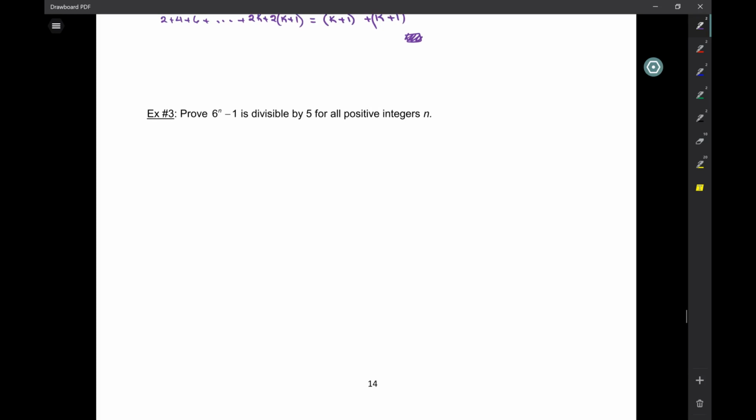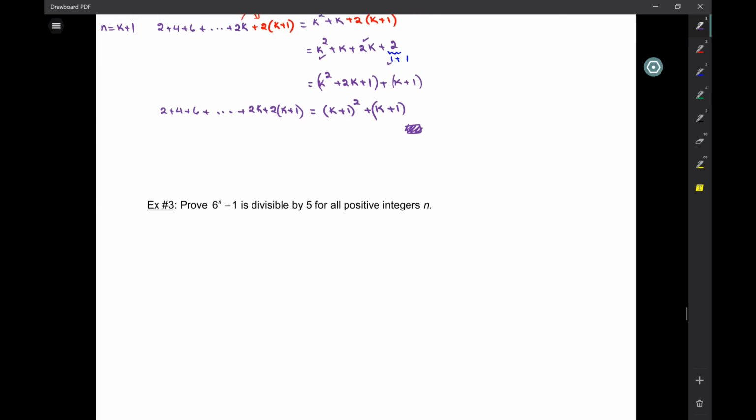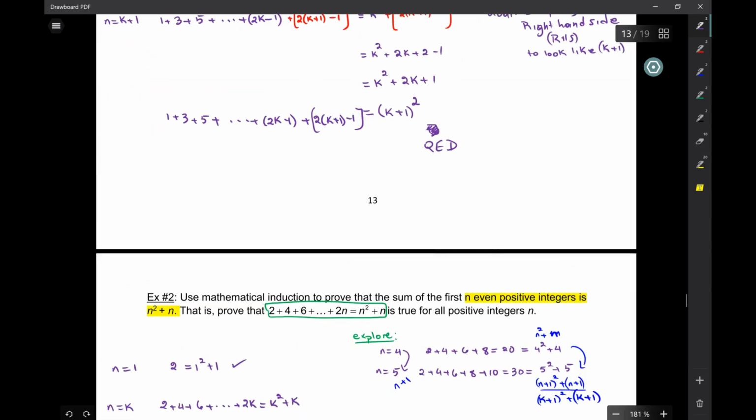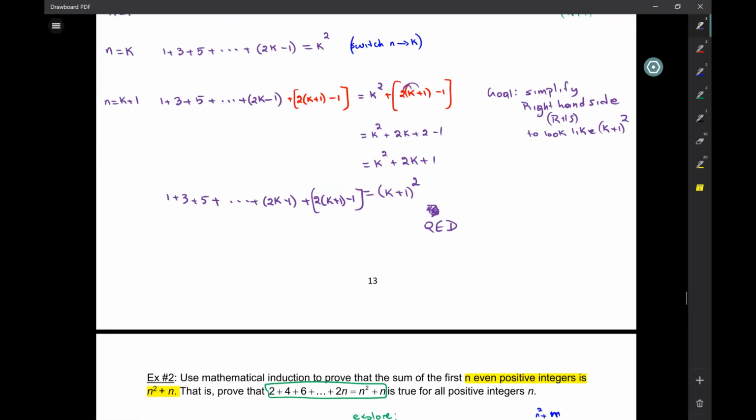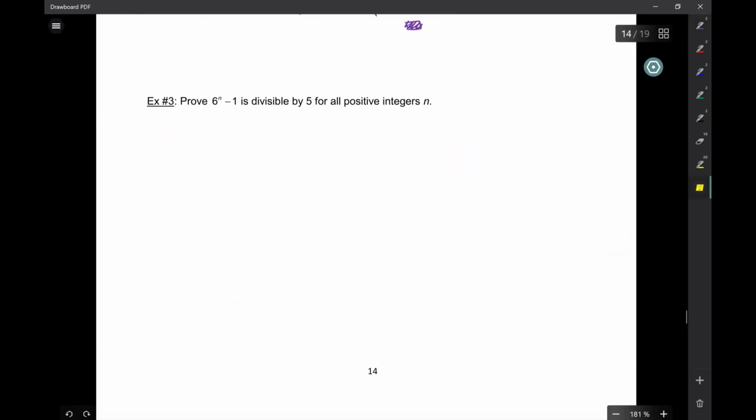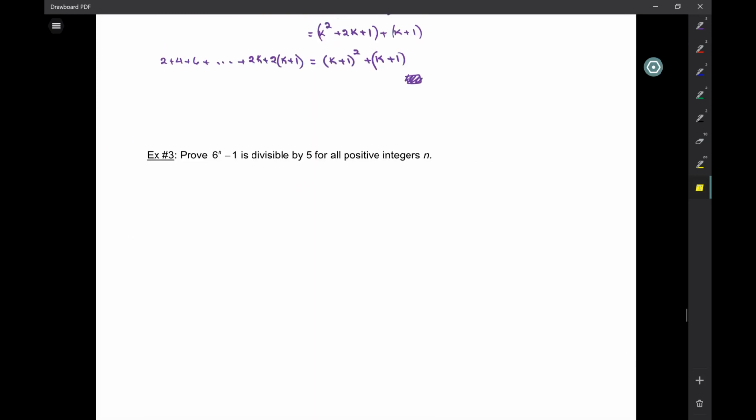Okay, prove. This is a different one now. So we did 2 where you have a sequence and it equals something. Now you have 1 where you have a divisibility rule. Prove that 6 to the n minus 1 is divisible by 5 for all positive integers. Oh my gosh, what the heck? How do I do this?